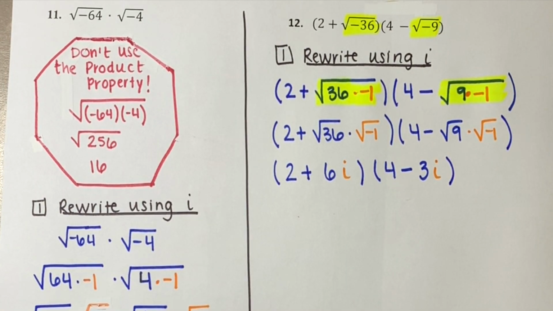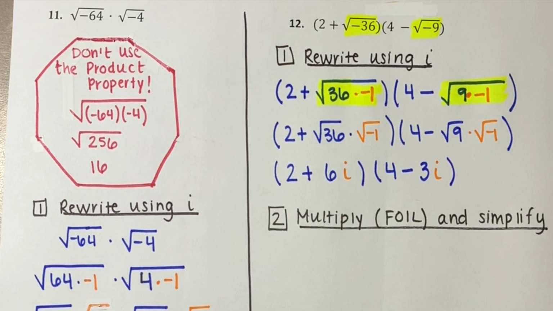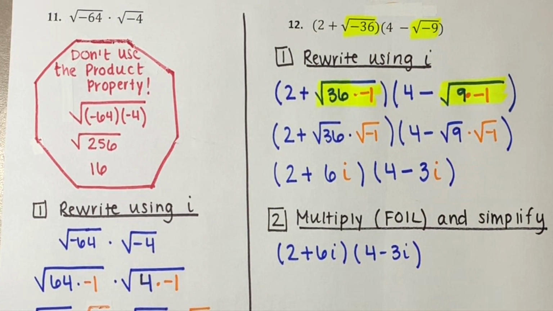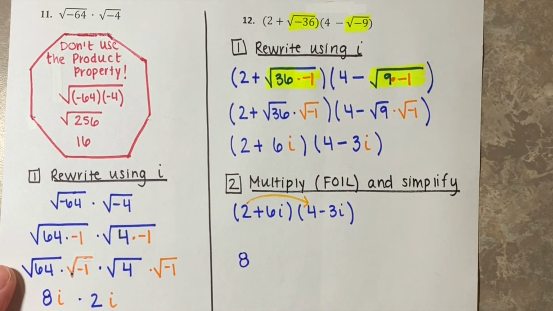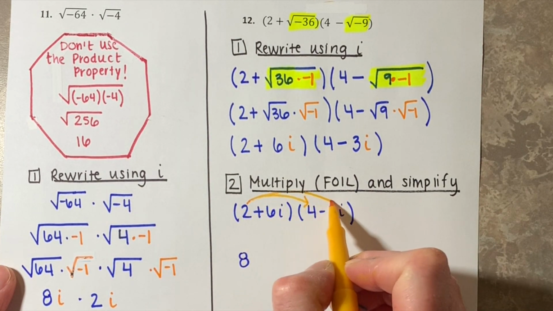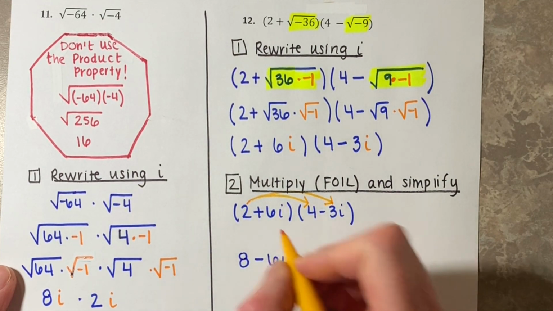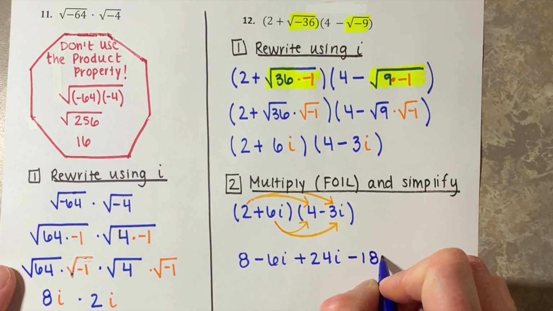Now we've completed the first step. We've rewritten using i. Now we can go ahead and FOIL and simplify. And I've started by just copying down the exact expression that we left off with. Now we can go ahead and FOIL. If we multiply the first, 2 times 4 will give us 8. Then we can multiply the outer. 2 times negative 3i will give us negative 6i. Then we'll do the inner. 6i times 4 will give us a positive 24i. And 6i times negative 3i will give us negative 18i squared.